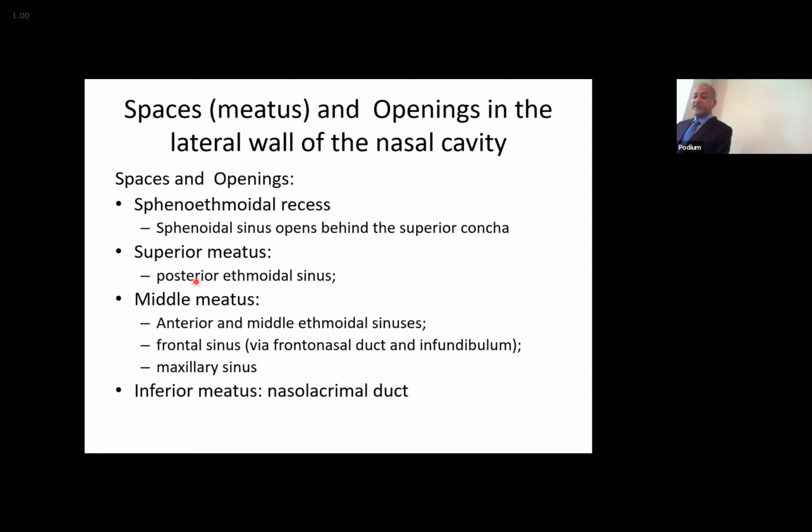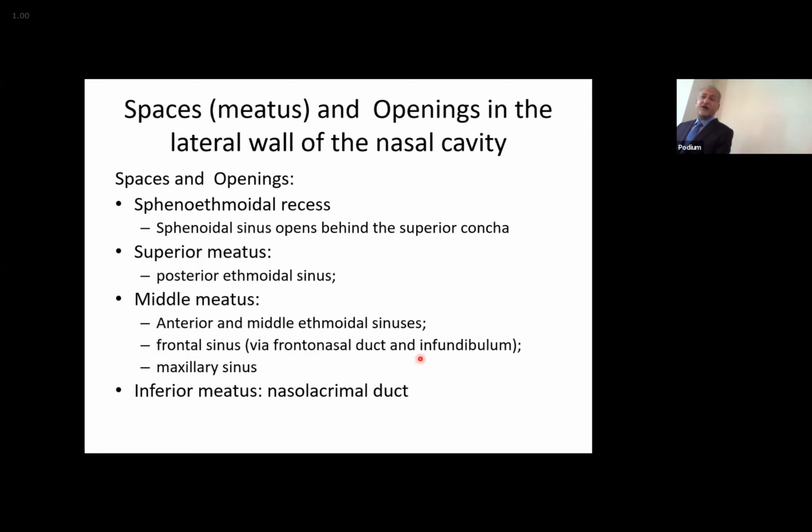In the superior meatus we have the posterior ethmoidal sinus. In the middle meatus we have the openings of the anterior and middle ethmoid sinuses or air cells. Also the frontal sinus opens in there along with the maxillary sinus. So you see these sinuses are opening into their respective meatuses. That makes sense? In the inferior meatus we have the nasolacrimal duct.